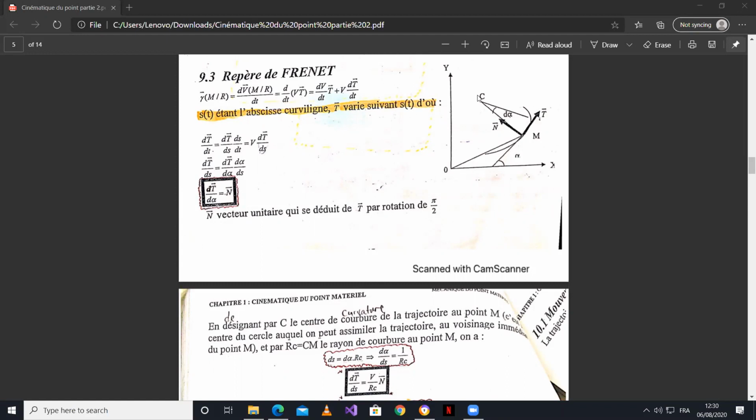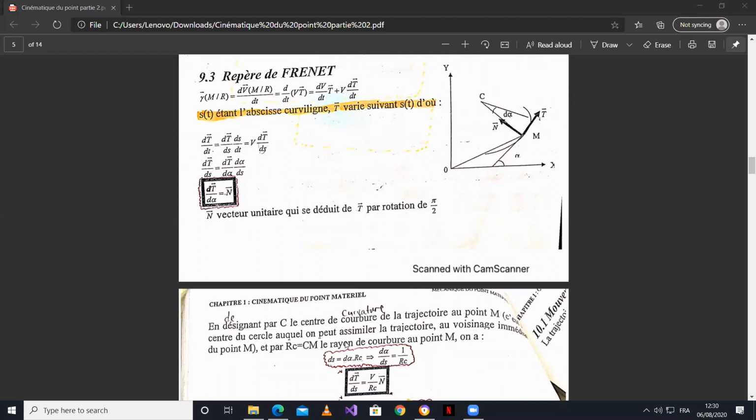So if C is the center of that circle and the point M is on the circumference of the circle, that tells us that the distance CM is equal to the radius of the circle. And we shall call that radius RC. So they're telling us here, RC equal to CM, and CM is the radius, le rayon.